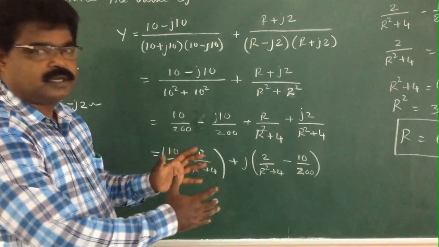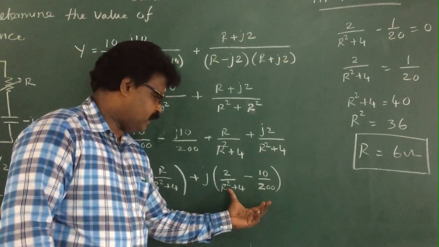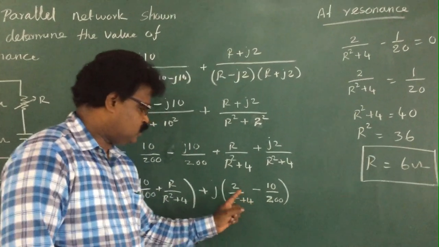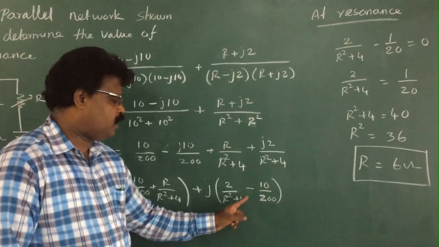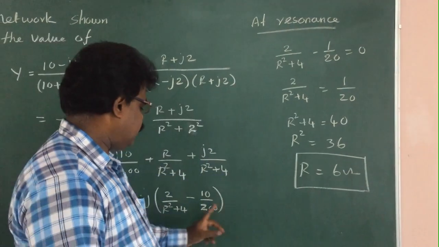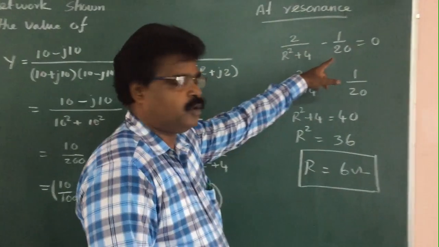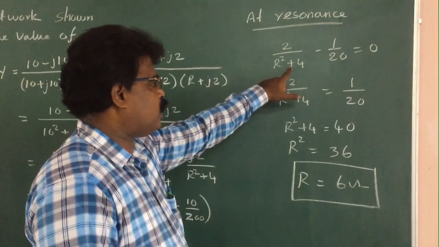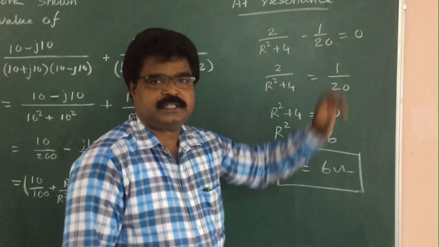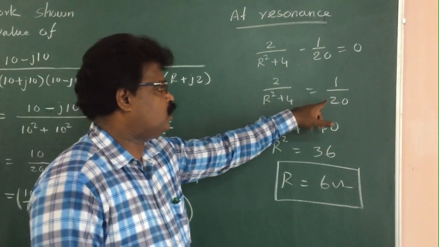According to resonance, the j component of admittance is equal to 0. So what is the j component? 2 divided by R square plus 4 minus 10 divided by 200 is equal to 0. 10 divided by 200 is equal to 1 divided by 20, right? So 2 divided by R square plus 4 minus 1 by 20 is equal to 0. So 2 divided by R square plus 4 is equal to 1 by 20.